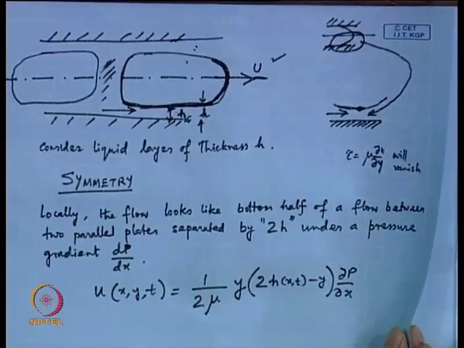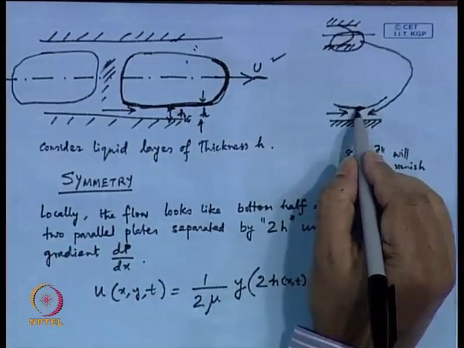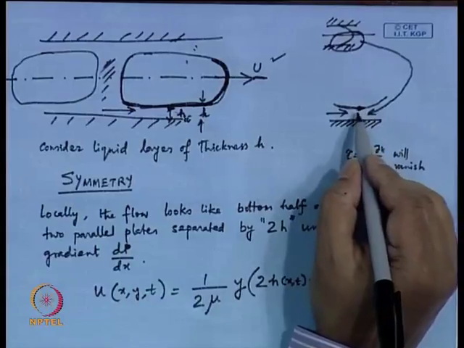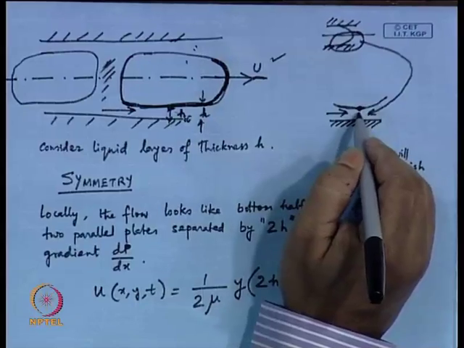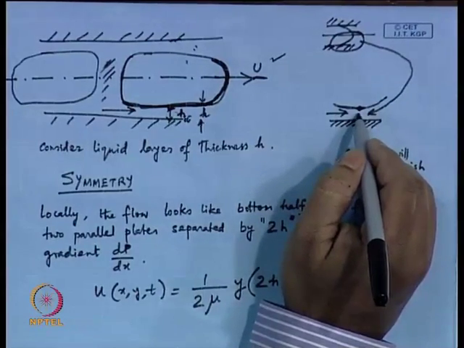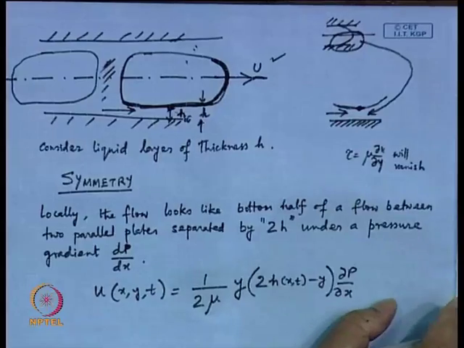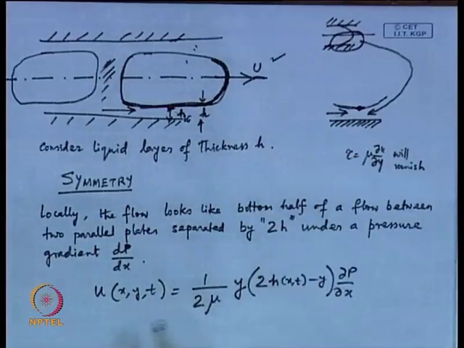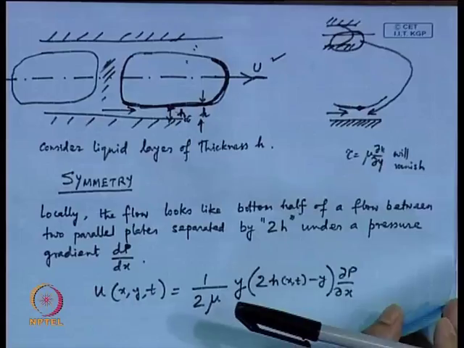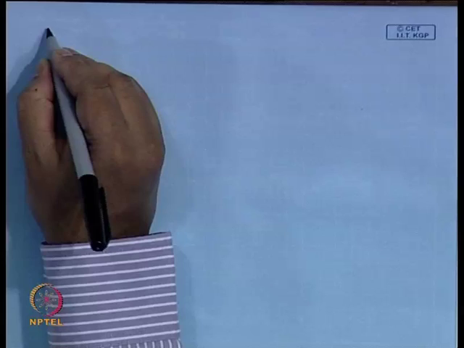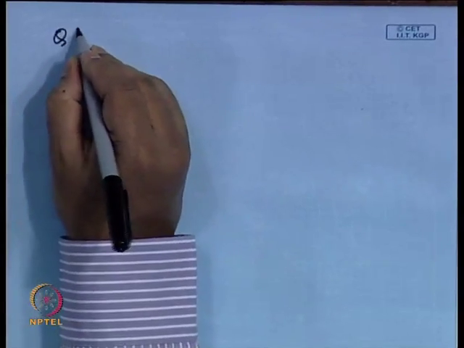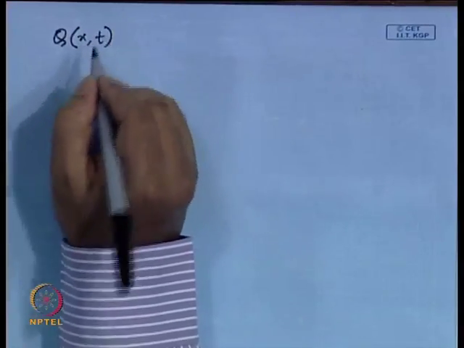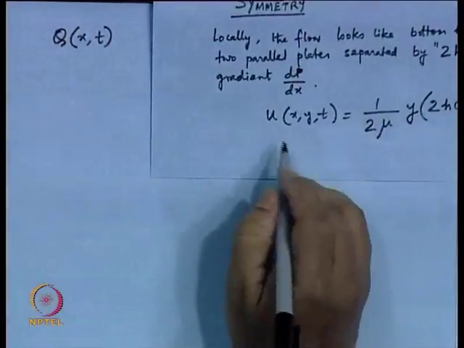Now, in this case, if somebody wants to find out the volumetric flow per unit depth of the microchannel, or per unit width I should say, what he needs to do is integrate this further. He will write Q at any position x, t. See, y is gone. We had u as a function of x, y, t.